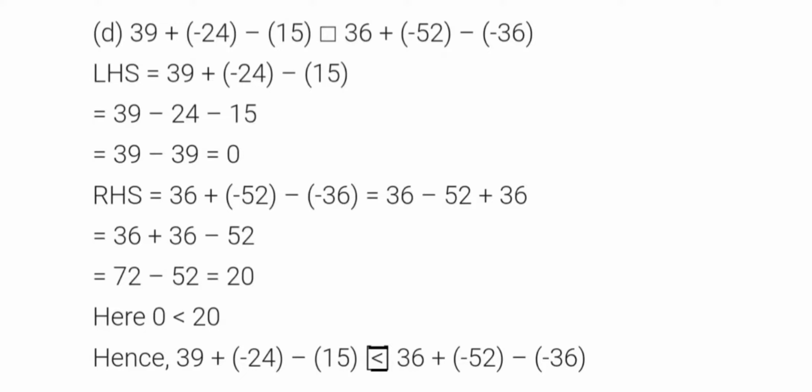Similarly, D. In left hand side 39 minus 24 minus 15, when you solve, the value will be 0, and in right hand side 36 plus minus 52 minus of minus 36, when you solve we will get 20. So 0 is less than 20, hence in this box we will put the less than symbol.